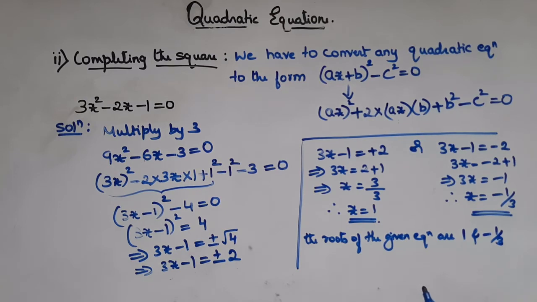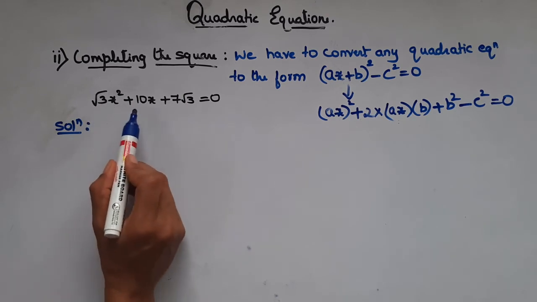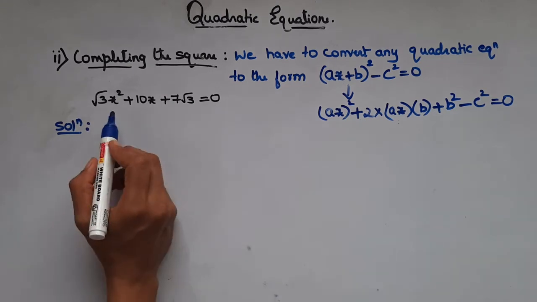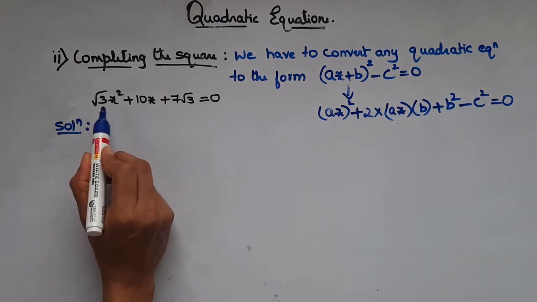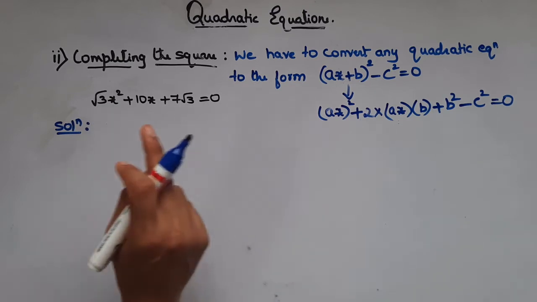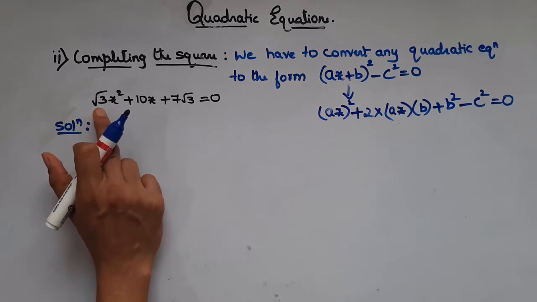We will see one more example. Now let's see this example. We have root 3x square plus 10x plus 7 root 3 is equal to 0. Now if you see the coefficient of x square, here the coefficient of x square is root 3, right? Which is not a perfect square number. So first we have to multiply with a suitable number to make the coefficient of x square a perfect square number.